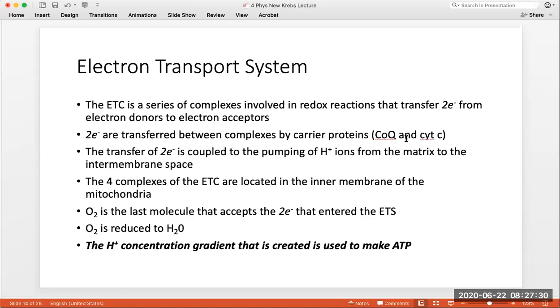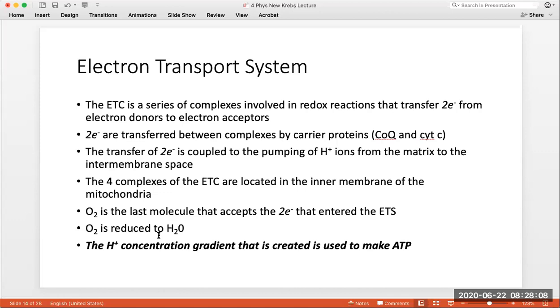Now, transferring these electrons is coupled to pumping protons or hydrogen ions from the matrix to the intermembrane space. So 3 of the 4 complexes have a proton pump associated with it. Each of the complexes are embedded into the inner membrane of the mitochondria, and the very last thing that accepts the electrons is oxygen. So the final electron acceptor when oxygen is available is oxygen. And when oxygen accepts 2 electrons, remember we're following them as hydrogen ions, then oxygen combines with hydrogen to make water.